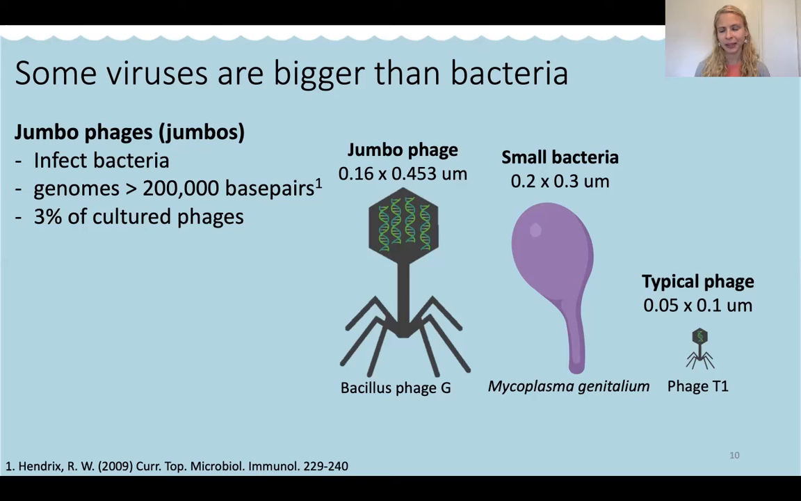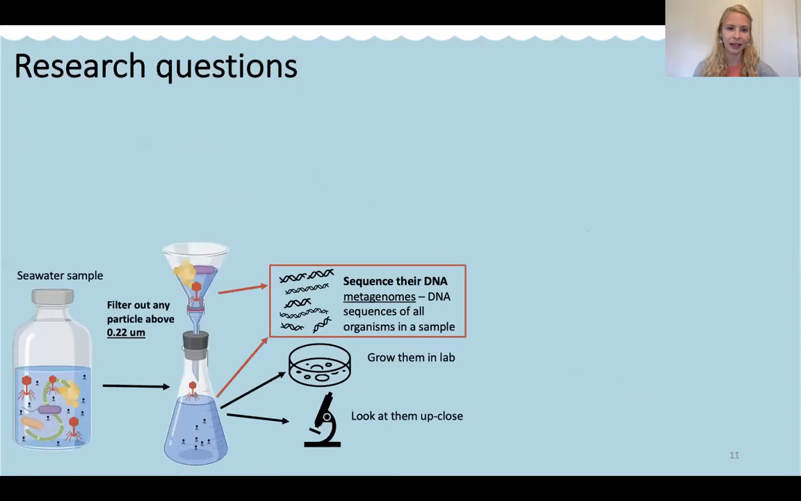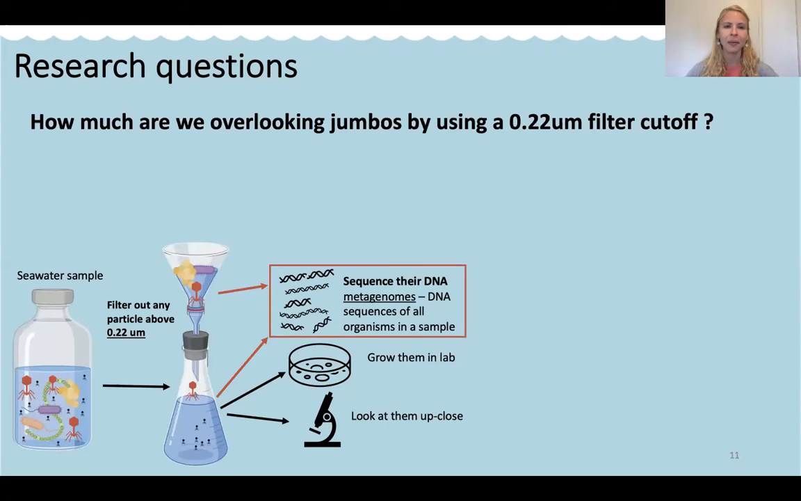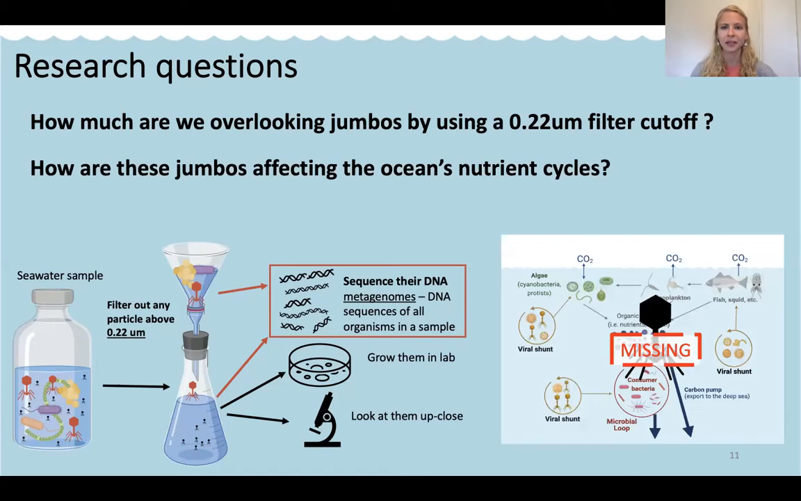We wanted to know, are jumbos actually rare, or do we think they're rare because we exclude them with these filters? So this led to our research question: how much are we overlooking jumbos by using a 0.22 micron filter cutoff? And next we wanted to know, do these jumbophages matter? How much are they affecting the ocean's nutrient cycles?